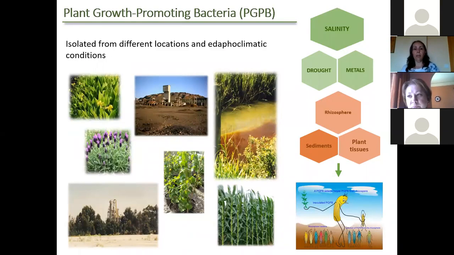So how can we find, or how can we collect this PGPB? We isolate PGPB from different locations and from different environmental conditions, including salinized soils, drought-affected soils, polluted soils, and so on, and also from different compartments, so rhizosphere, sediments, or plant tissues, as I told you before. And then we have a collection of this PGPB. We should test them for their plant growth promoting traits, and then we should choose the most promising ones to be applied in the soil.